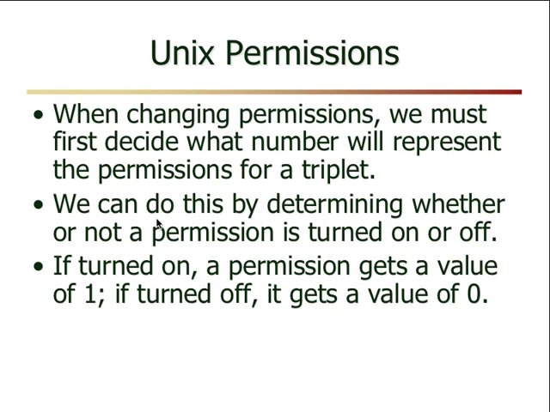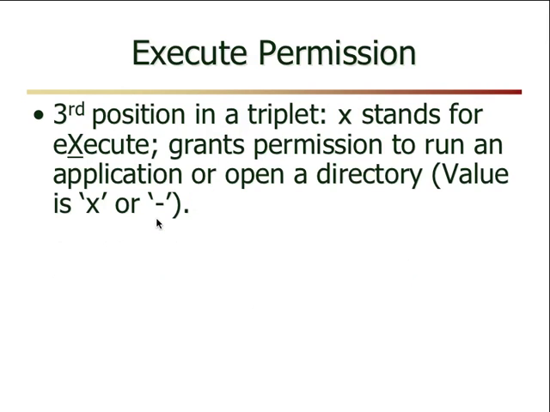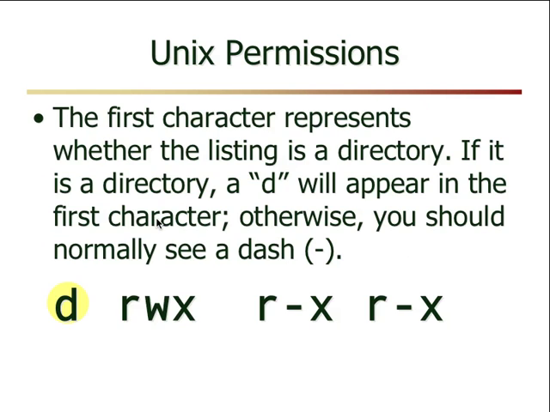So in changing permissions, you must first decide what number will represent the permission. You can do this by determining whether or not the permission is turned on or off, and so we have zeros and ones that represent this. Because sometimes you see it, chmod 777. You never see this; this is what you see when you do the directory listing.